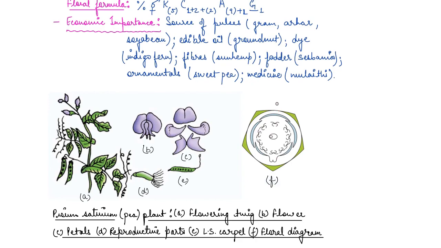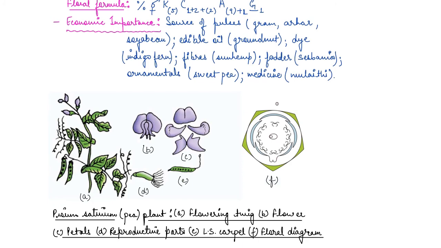So 5 calyx, then we have 5 corolla: 1, 2, 3, 4, 5. This is joined, right? Then 9 androecium: 1, 2, 3, 4, 5, 6, 7, 8, 9. These are the androecium. So 9 here plus 1. Now see, these 9 are together and 1 is here. And then we have 1 ovary, as in 1 gynoecium, right? So this is the floral diagram.